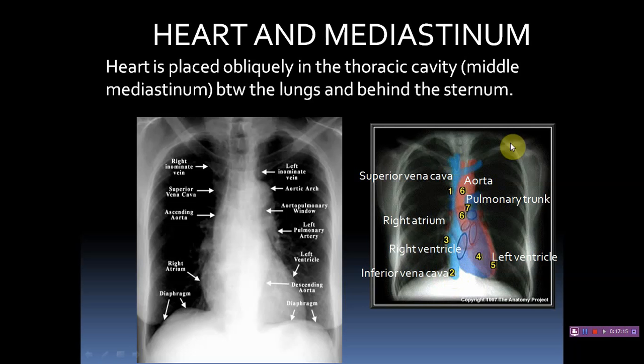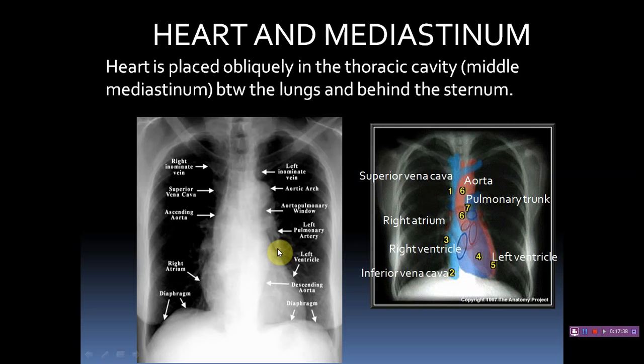At the same time, you can see the right ventricle here. You can see the pulmonary trunk here. This is the left ventricle. So this is the aorta, the ascending aorta, then the descending aorta. This one is the descending aorta.